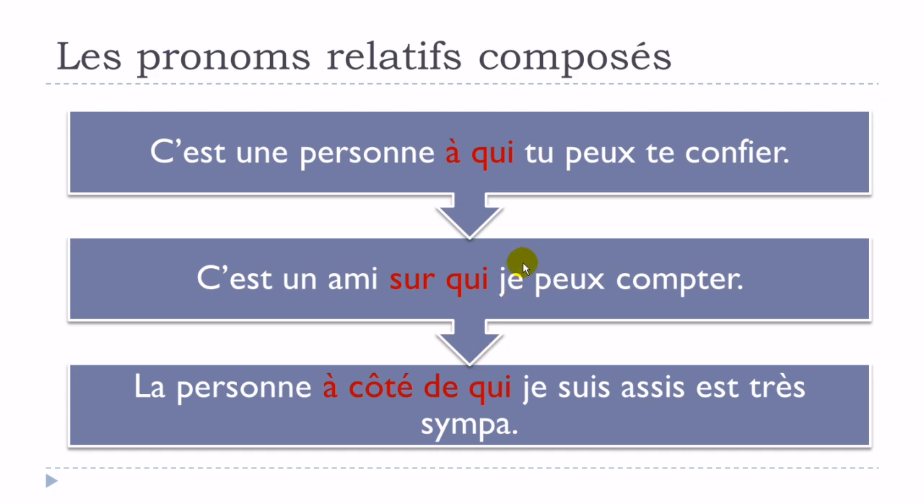And that's actually quite simple and it's good news. So if this pronom relatif composé replaces a person, then in that case, don't use lequel or laquelle, but use qui, with the preposition: so à qui, and then sur qui here, and then à côté de qui.